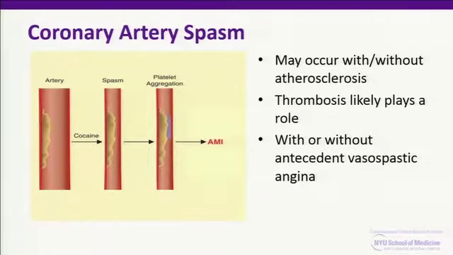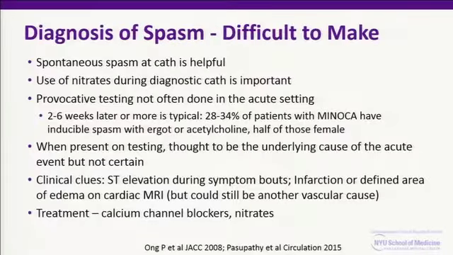Now, as an alternate diagnosis, or perhaps a coexisting diagnosis, we have coronary artery spasm. This can occur either with or without atherosclerosis. It's likely that thrombosis plays some role here, and it can happen with or without antecedent vasospastic angina. This is a difficult diagnosis to make because spontaneous spasm may occur at cath, and that might be helpful, but it doesn't cement the diagnosis, and certainly catheter-induced spasm is something that we recognize.